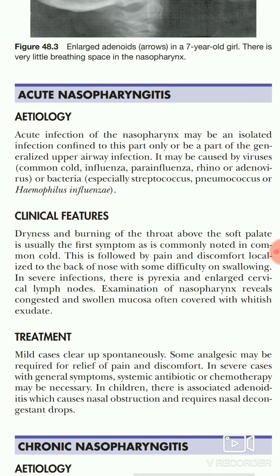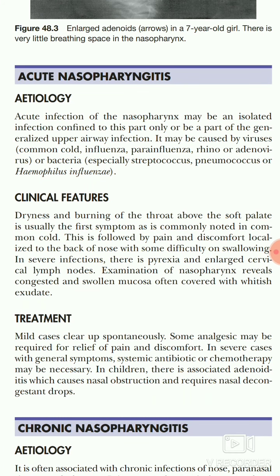Acute nasopharyngitis. Etiology. Acute infection of the nasopharynx may be an isolated infection confined to this part only or be a part of generalized upper airway infection. It may be caused by viruses, common cold, influenza, parainfluenza, rhino or adenovirus, or bacteria, especially streptococcus, pneumococcus or haemophilus influenzae.